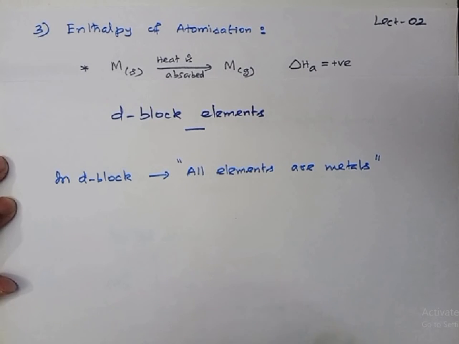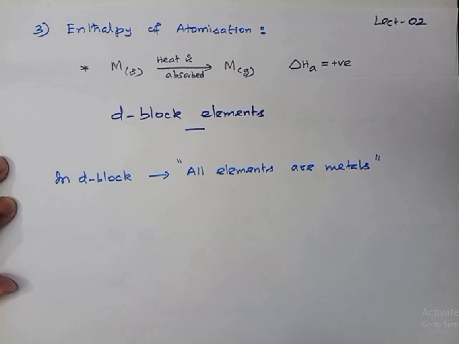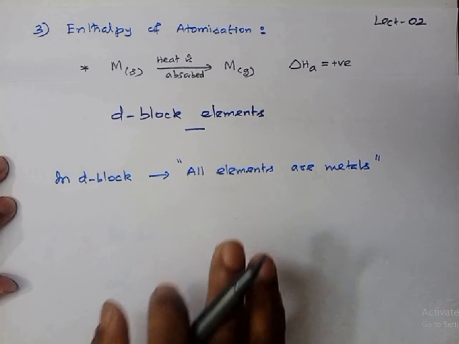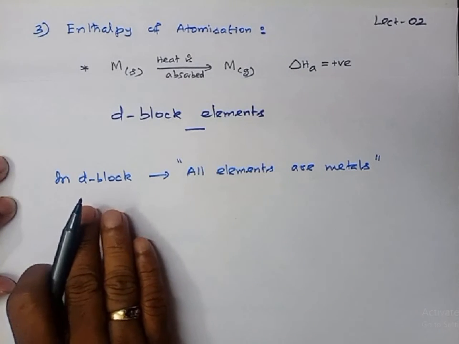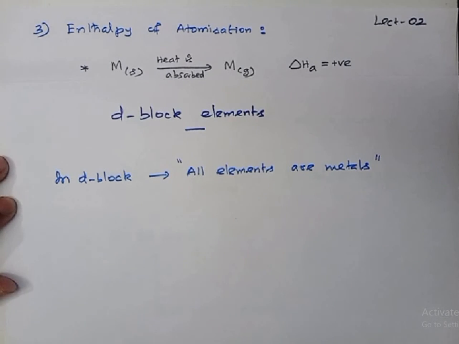Similarly, in f block most of the elements are metals and few are radioactive. In p block some are metals, some are non-metals, and very few elements are metalloids. So p block has all the three categories: metal, non-metal, as well as metalloid. Whereas as far as d block is concerned, all elements in d block are metals. Okay, so keep this point in mind.